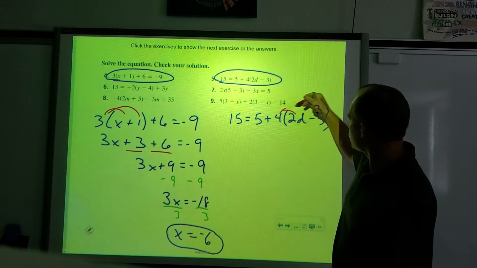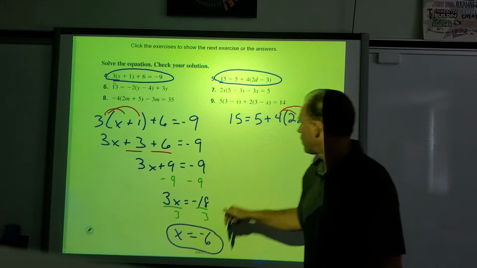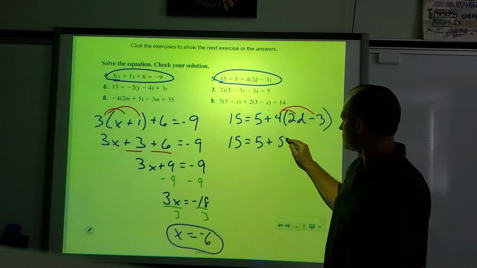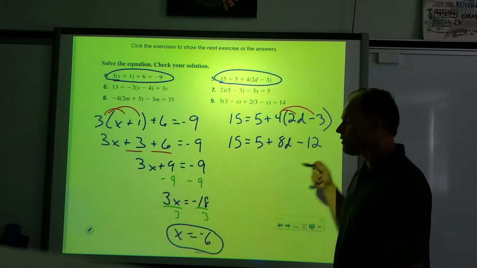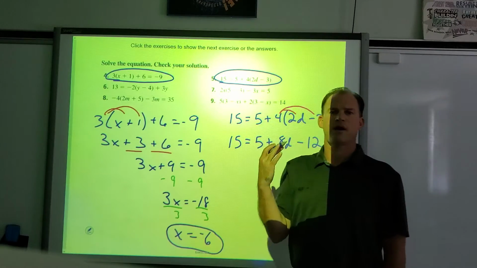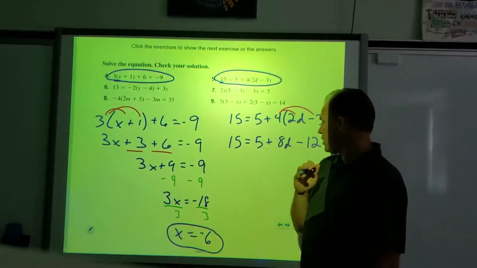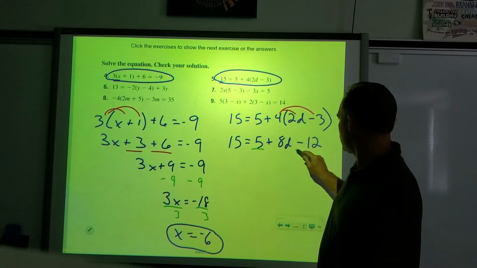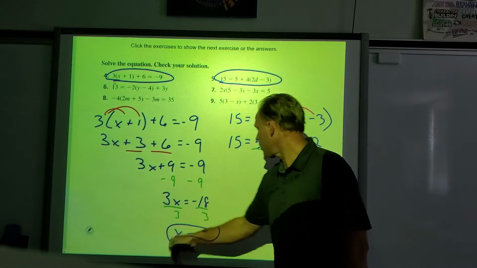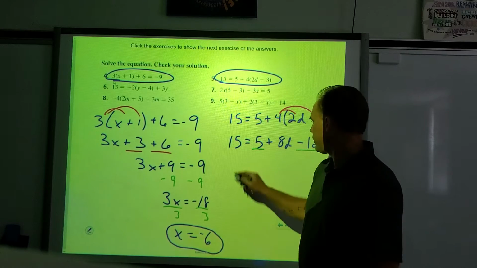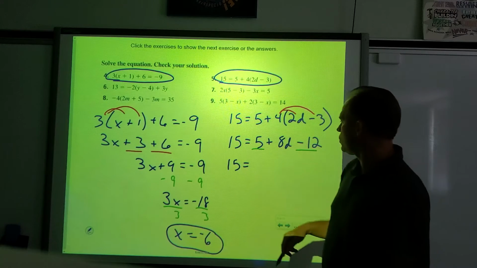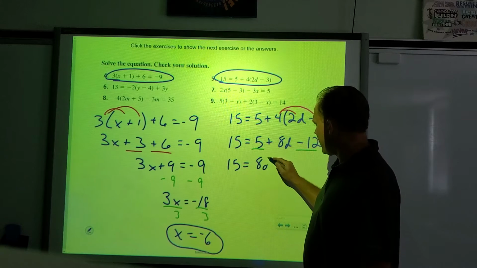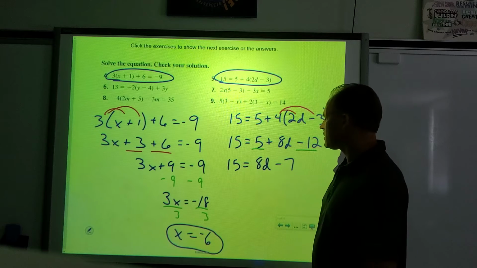So I've got to distribute this 4. I am not touching 5 plus 8d minus 12. Still simplify and clean up one side of the equation first. I've got like terms. I've got to take care of that. So I've got 15 equals. The order you write this, I like putting variables first. So I'm going 8d minus 7.